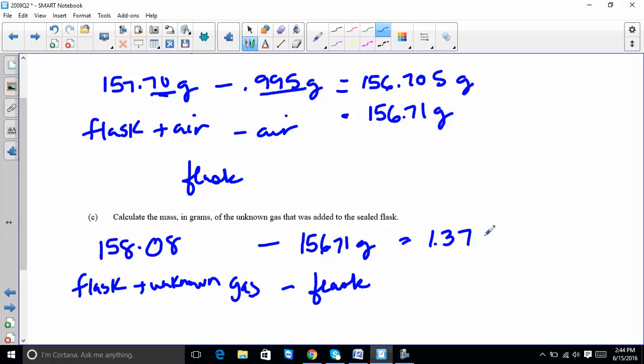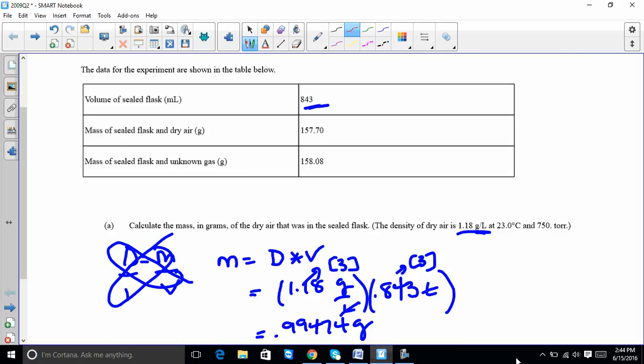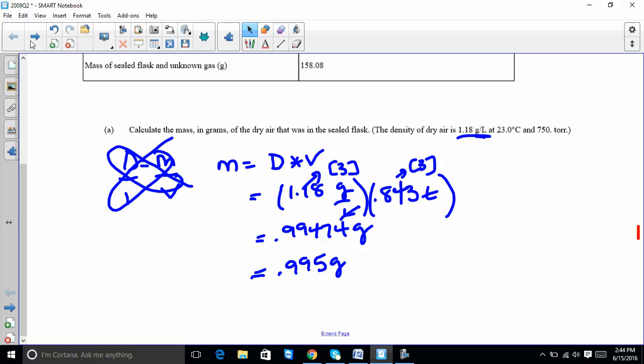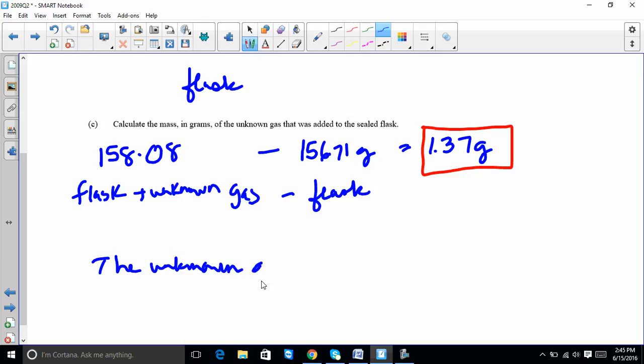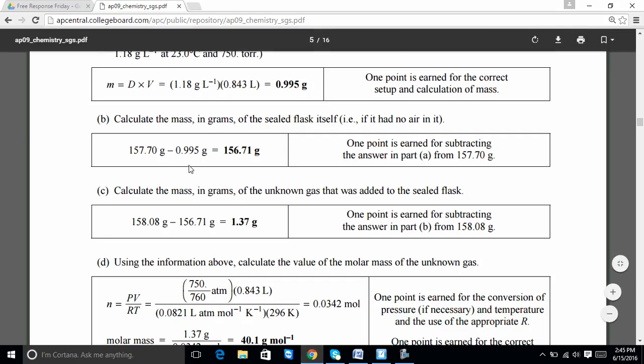I would like to stop for a minute and make this point, because it's going to be important: the mass of the unknown gas is larger, because that's going to come up. Here's the mass of the air over here on this problem. 0.995 is smaller than 1.37. So as we go on to the rest of this problem, I want you to know that the unknown gas weighs more, has more mass than air, or it's more dense than air, whatever you want to say. Okay, I'm going to the scoring guidelines again. They're over here on the AP website: 1.37 grams.